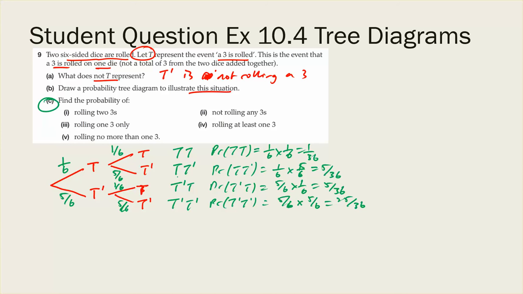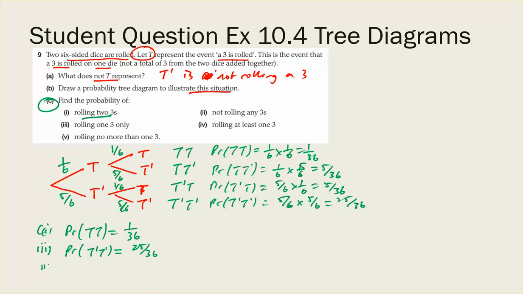We've put our sample space here. Let's interpret the questions being asked. Part 1, the probability of rolling two 3s. There's only one possibility, TT, and the probability is 1 in 36. Part 2 asks the probability of not rolling any 3s. There's only one possibility in the sample space, the last one, not T not T. We don't get any 3s in that case, which is 25 out of 36.